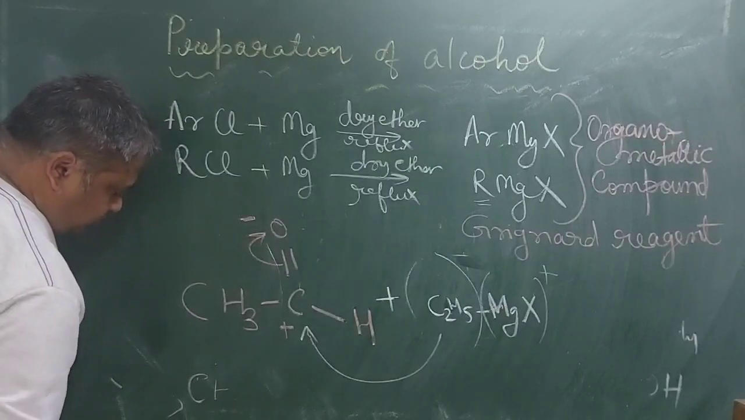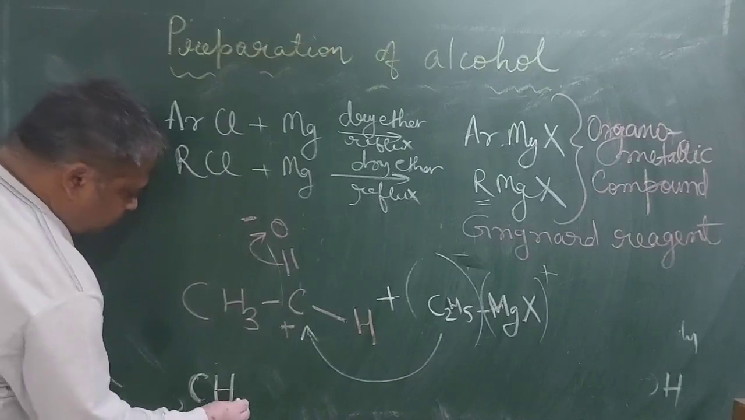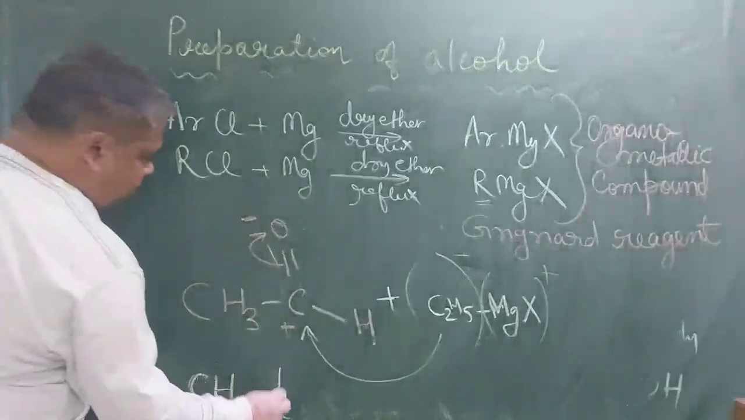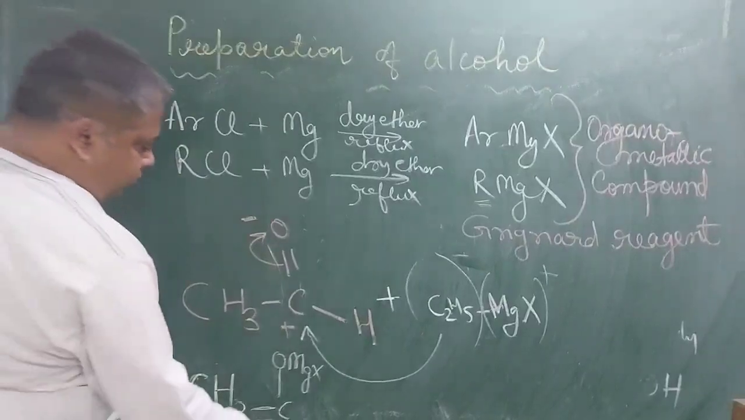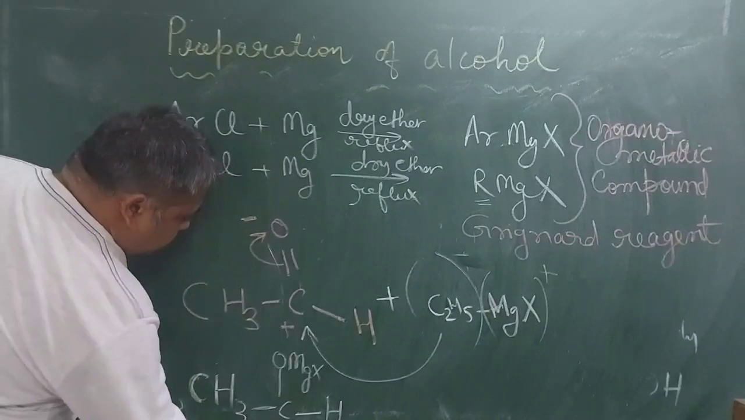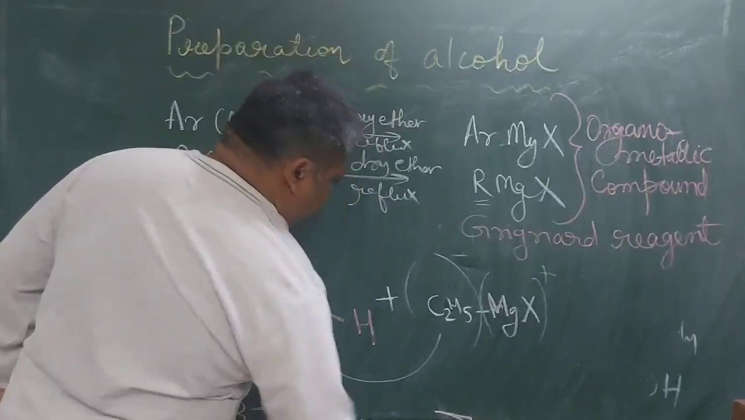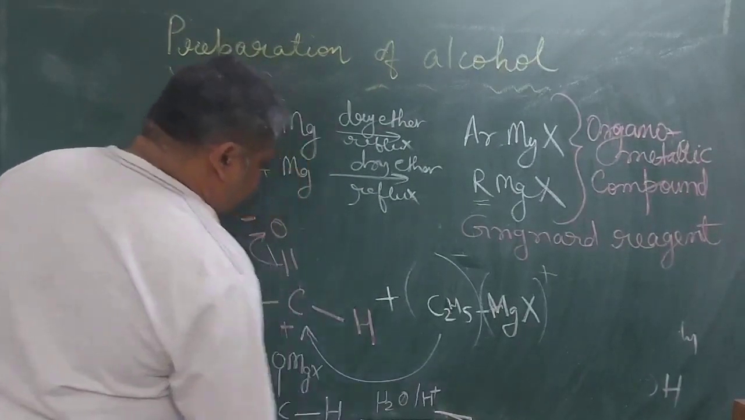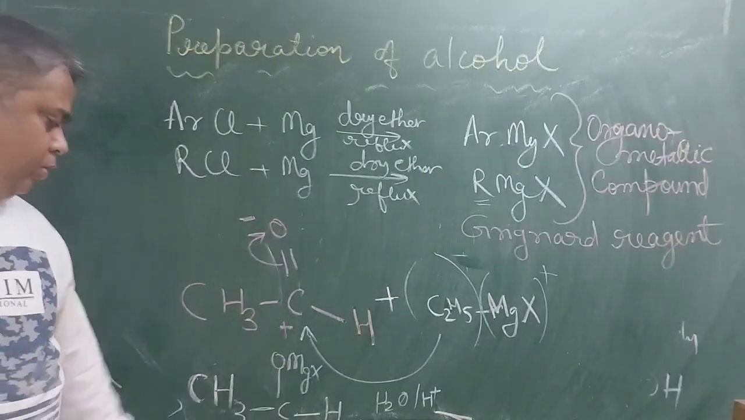CH3CHOMgX with C2H5 here. So here you can add one alkyl group as well as you can make it alcohol. Now if you hydrolyze this with H2O in H plus, this will become Mg(OH)X, and here OH will come.